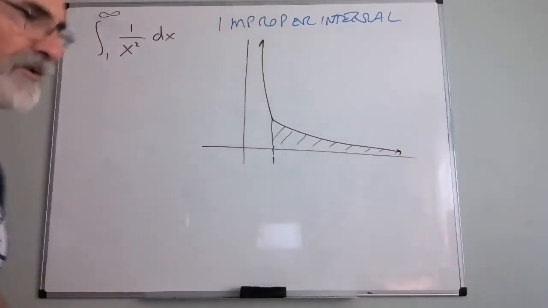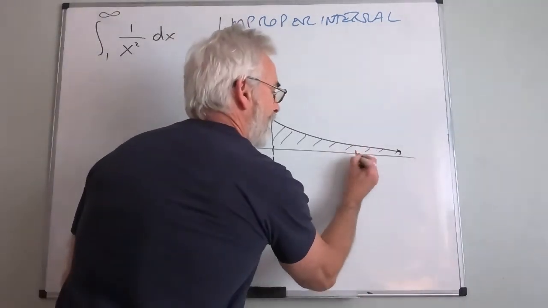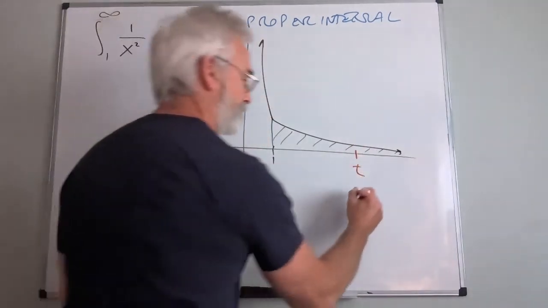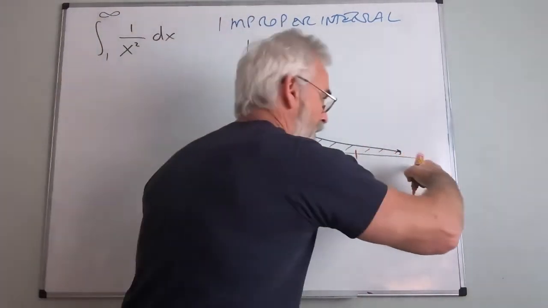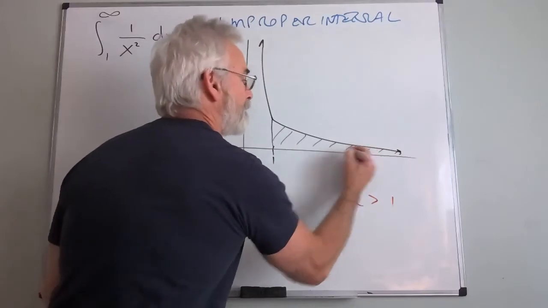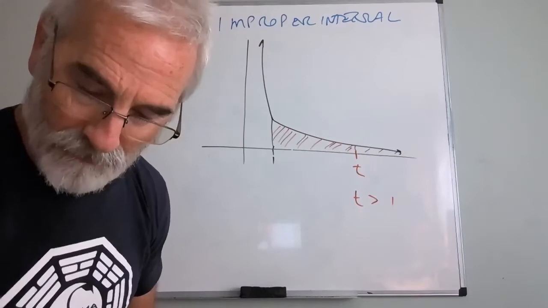So how the heck am I supposed to figure that out? Then I'm going to change the question. Let me take an arbitrary value, call it t, t being greater than 1. Just pick any number bigger than 1 along the way. And I want you to find that area right there. Okay? So let's change the problem.